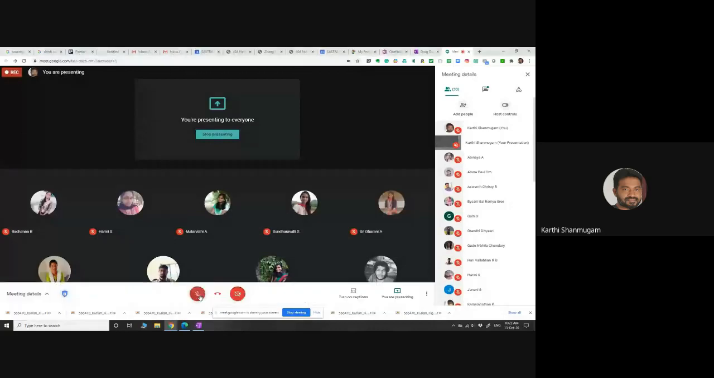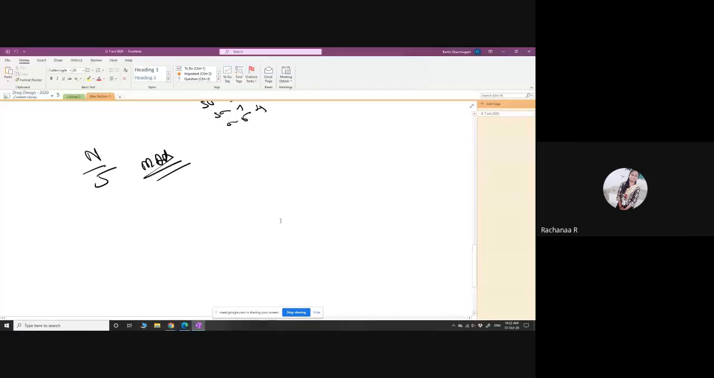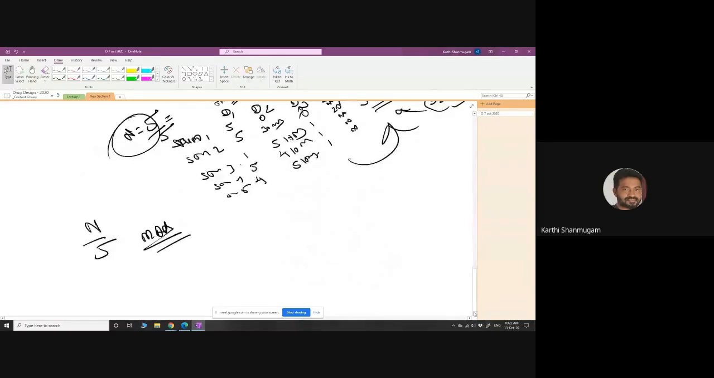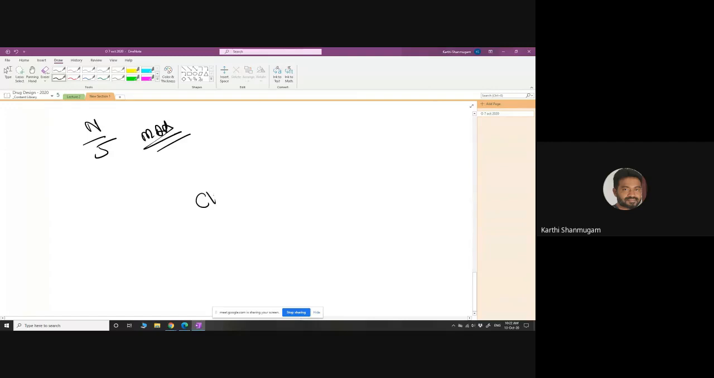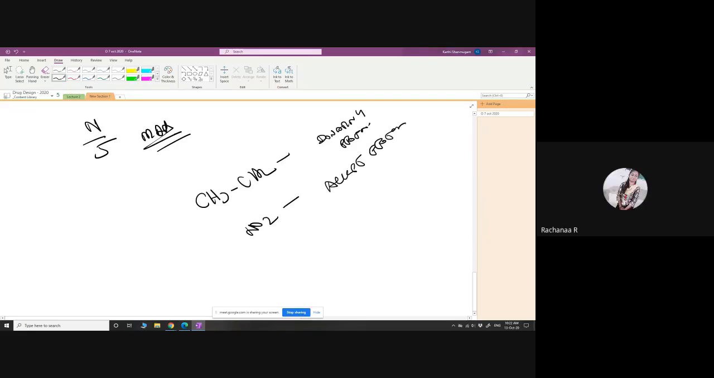Can you repeat your answer? So CH3CH2 will donate the proton, while NO2 will accept the electrophile and it will accept the proton. I don't know where the proton comes from. CH3CH2 is donating the proton. Yes, sir. Donating proton. First I am hearing donating proton. NO2 group can accept proton. Yes, sir.